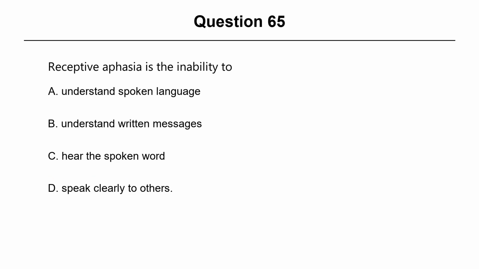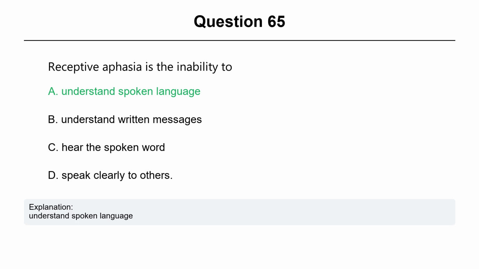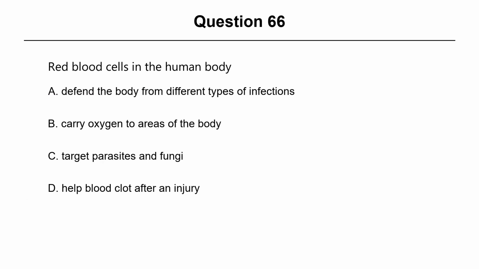Question 65. Receptive aphasia is the inability to: Option A, understand spoken language. Option B, understand written messages. Option C, hear the spoken word. Option D, speak clearly to others. The correct answer is option A, understand spoken language. Question 66.